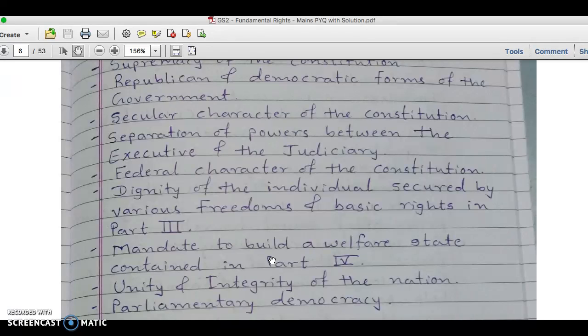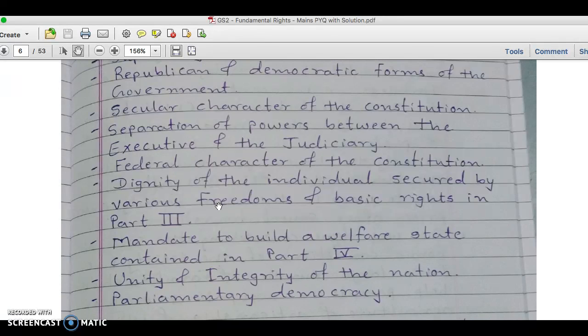In future I'm going to discuss this part as well, because once we are done with fundamental rights, which is Part 3, then we are going to discuss questions on Part 4. I've listed a few points directly. As per the decision of the Supreme Court in the Kesavananda Bharati case, you just need to memorize these points, because we can directly use them, and I'll also give you the points.